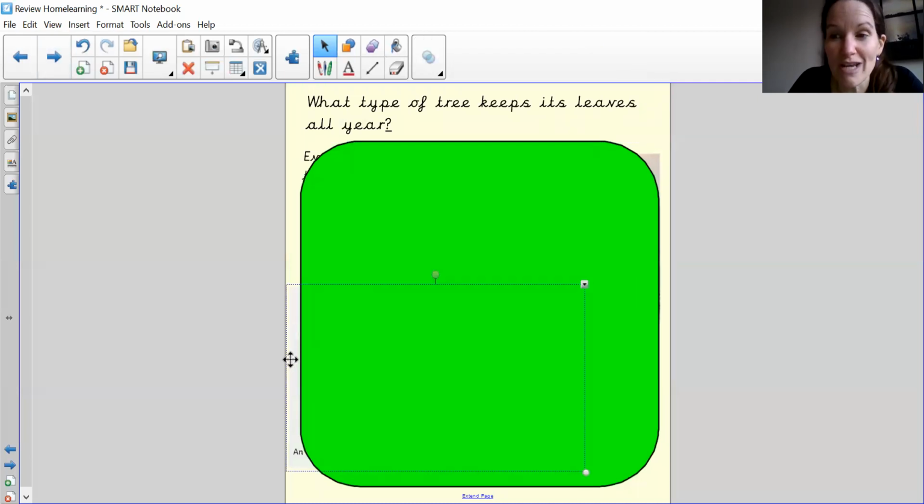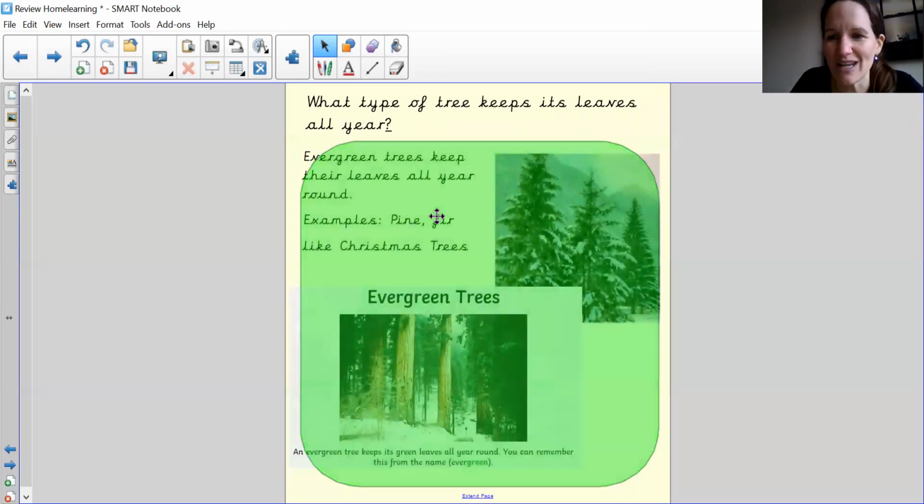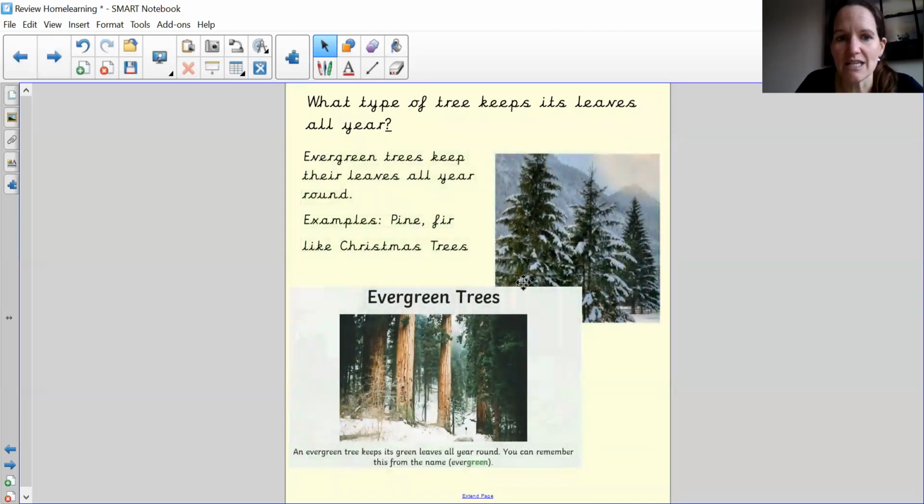Now, what type of tree keeps its leaves all year? Can you remember? What type of tree keeps its leaves all year? Well done if you said evergreen, that's right. So an evergreen tree keeps their leaves all year round. So we've got pine tree, fir tree, like Christmas trees. An evergreen tree is green, and you can remember that by evergreen.